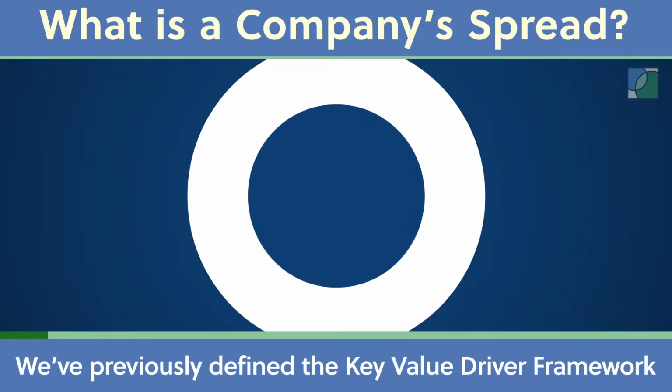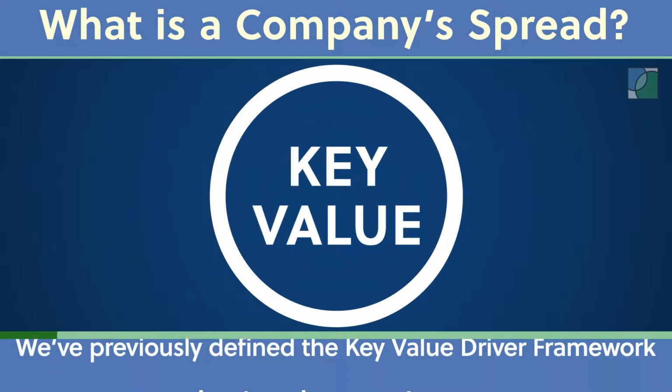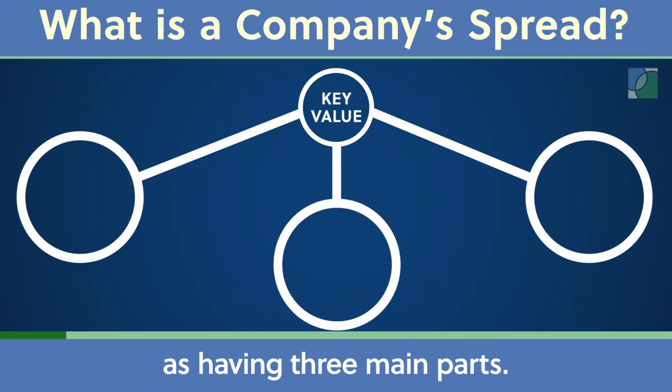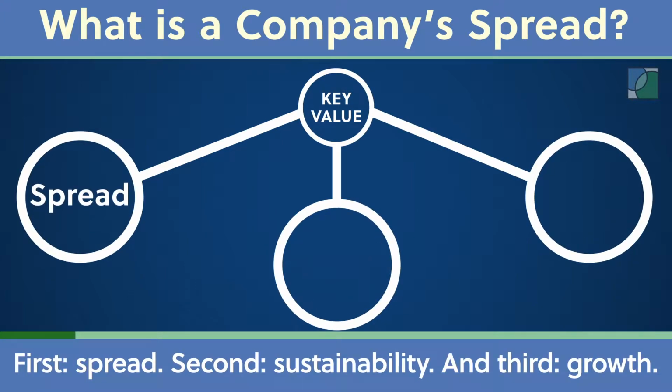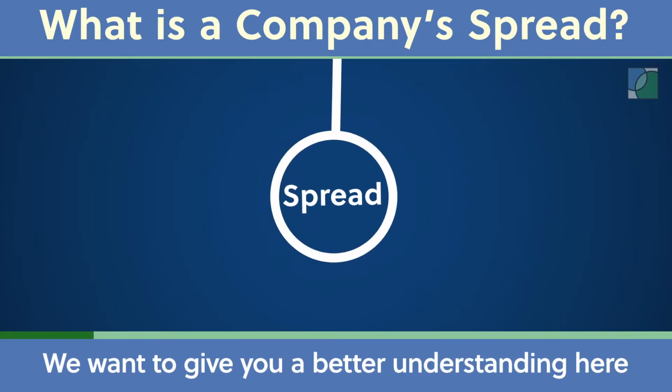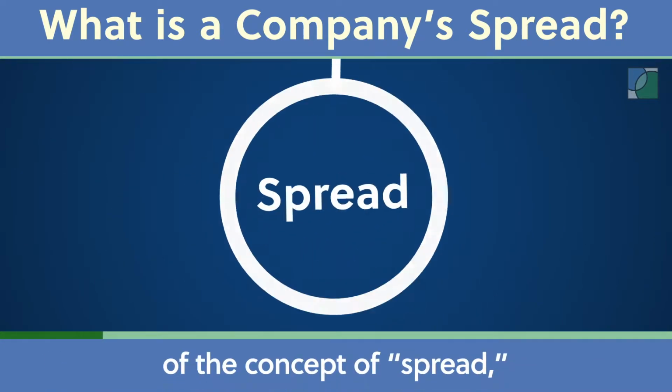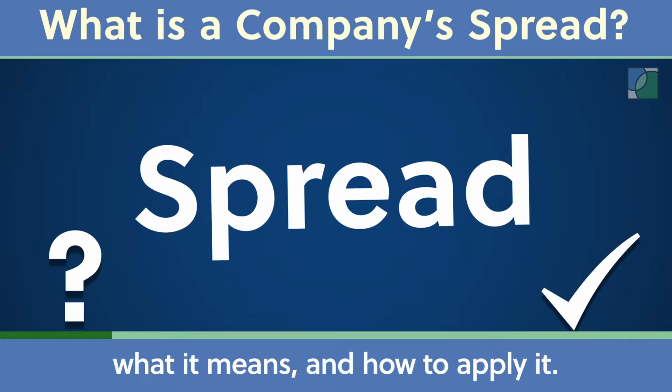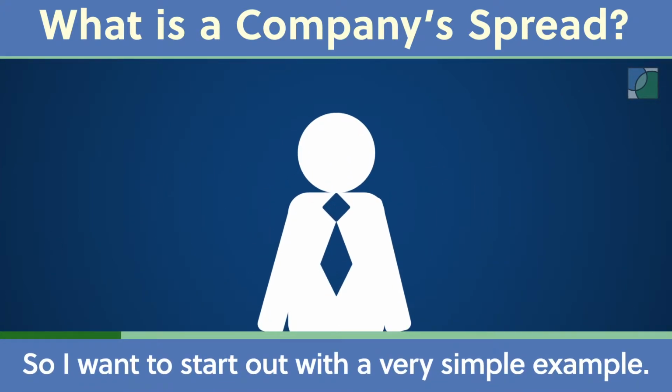We had previously defined the key value driver framework as having three main parts. First, spread. Second, sustainability. And third, growth. We want to give you a better understanding here of the concept of spread, what it means, and how to apply it. So I want to start out with a very simple example.